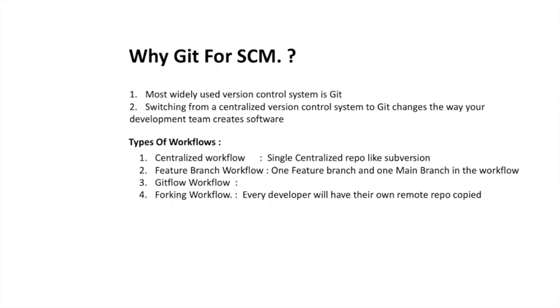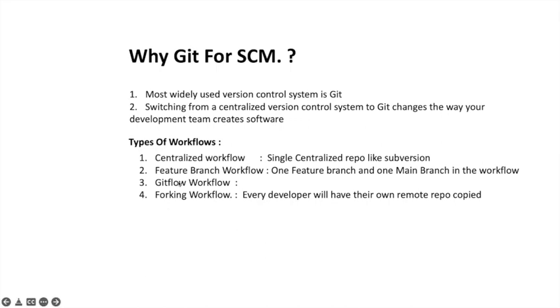And in the feature branch workflow, the developers who are assigned a task will check out the code into feature branches. They'll work, then they will try to push into the main branch or master branch. That's called the feature branch workflow. The Git Flow workflow, we'll discuss in our next slide, how it works.